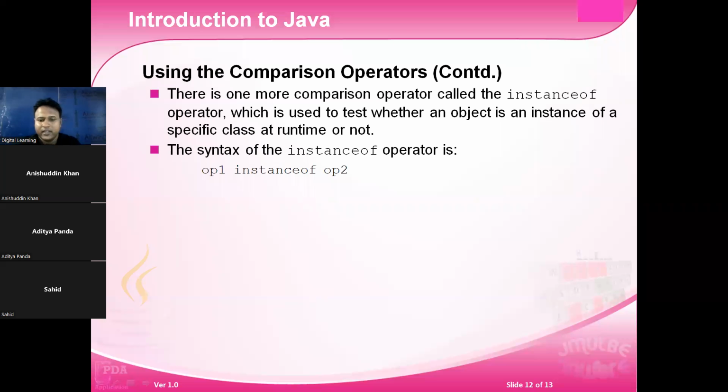Next is the instanceof operator. Instanceof operator means it will check whether the two objects of a class are giving the same reference or not.